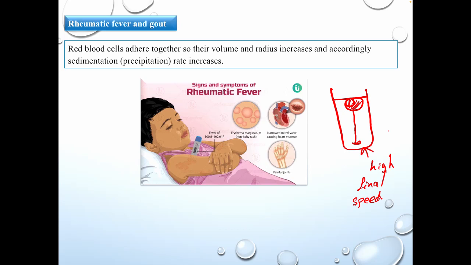So the radius increases and there is a high final speed, so a high sedimentation rate. The sedimentation rate, the SR, is very fast, and of course this is higher than normal. More than the normal. So the doctor can say that you have rheumatic fever or gout according to the symptoms.